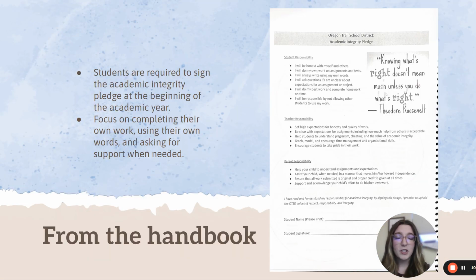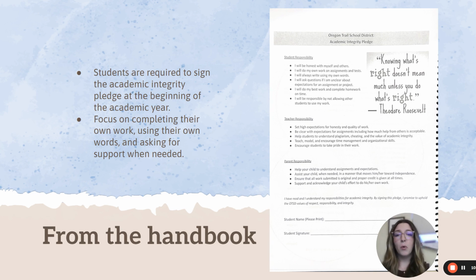This page, kind of on the right side of your screen, is the Oregon Trail Academic Integrity Pledge. And you can look at it, you can pause and read through that yourself if you would like. But the really important part of this that I want to highlight is that students are required to sign this at the beginning of the academic year. And some of the things that we really focus on when we talk about this with students is that students should be completing their own work, they should be using their own words, and they should be asking for support when needed. Grammarly doesn't take away from any of these things.